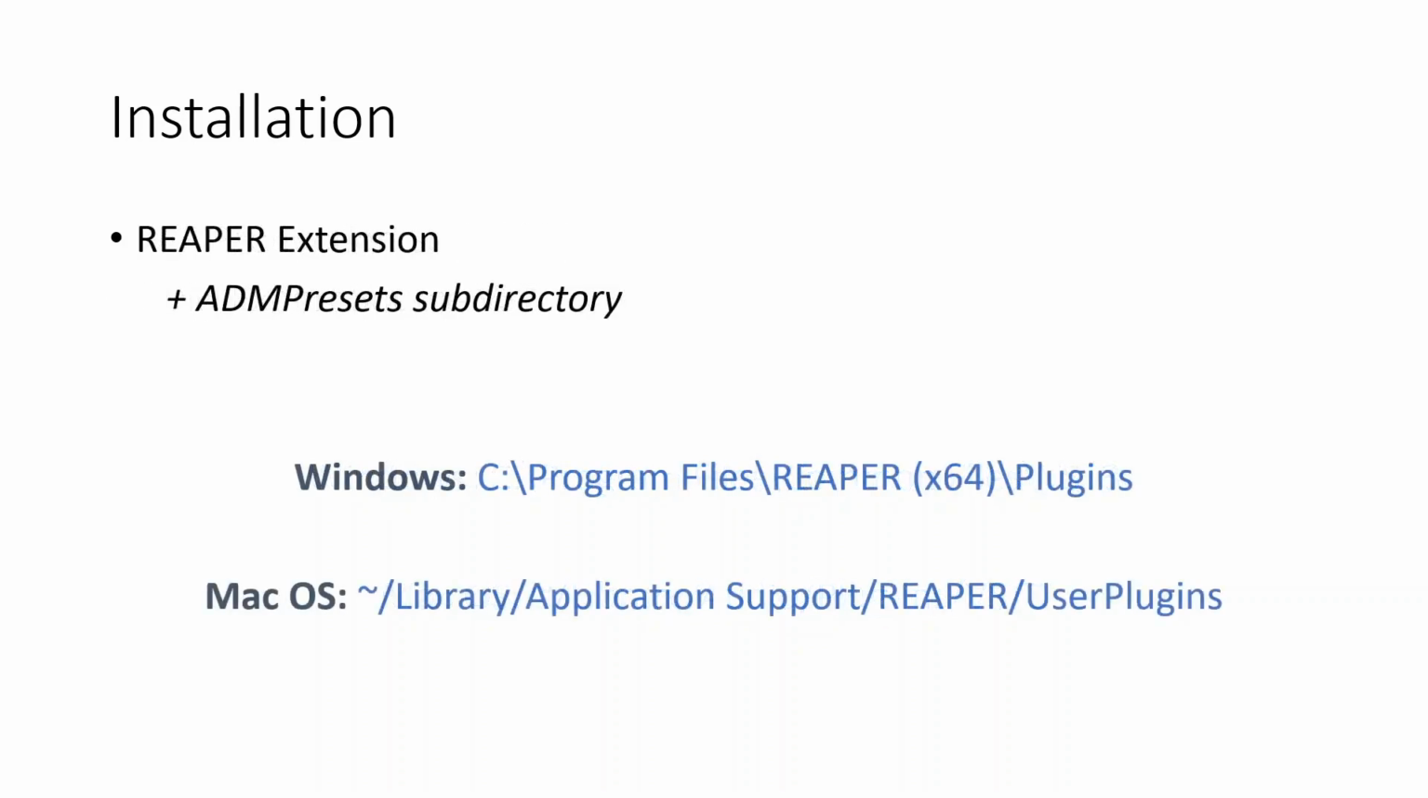The Reaper extension should be installed in your Reaper plugins directory. And this also includes some VST preset files which should be copied as well. So on Windows, this is usually Program Files/REAPER x64/plugins. On a Mac, this is usually your home directory/Library/Application Support/REAPER/UserPlugins.